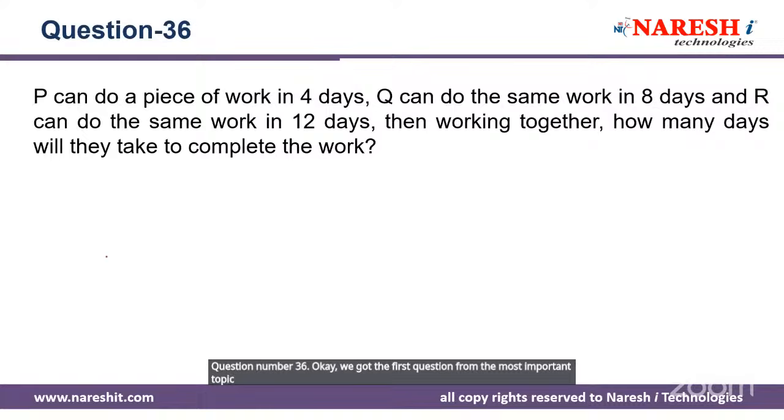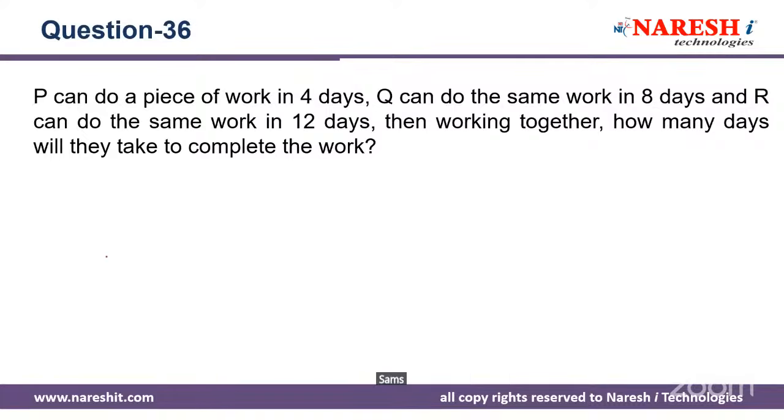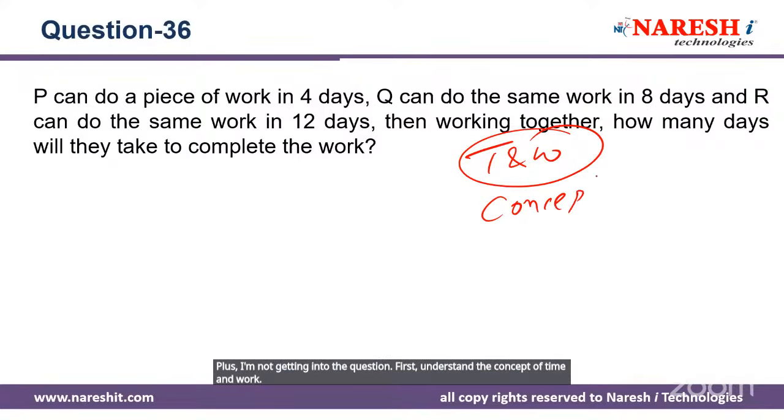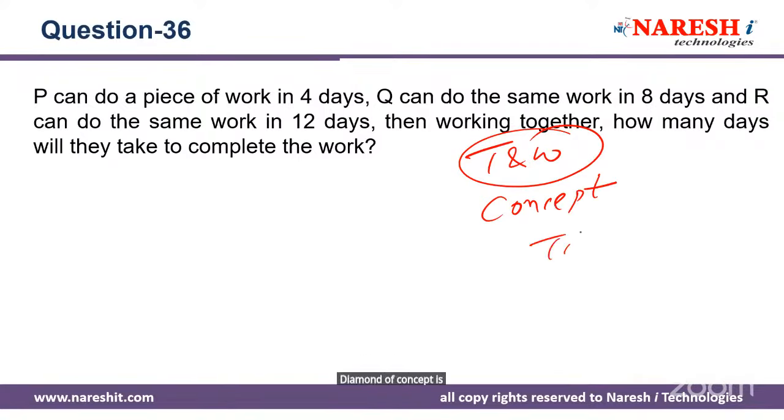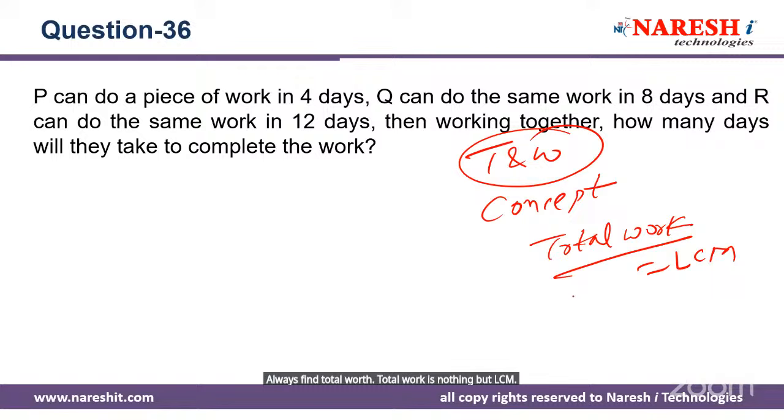Question number 36. Okay, we got the first question from the most important topic. Remember, most aptitude exams will first focus on the time and work topic only. So understanding the concept of time and work is very, very important. I'm not getting into the question first. First, understand the concept. The concept of time and work is to first find total work. Always find total work. Total work is nothing but LCM. Then find efficiency. How to find efficiency? I'll explain it with some questions.